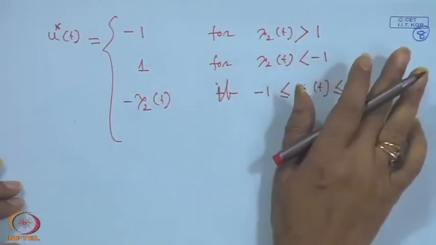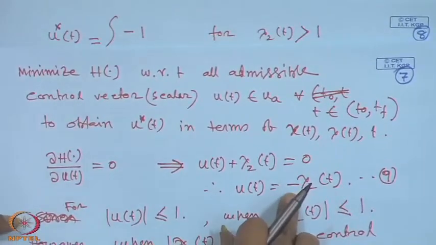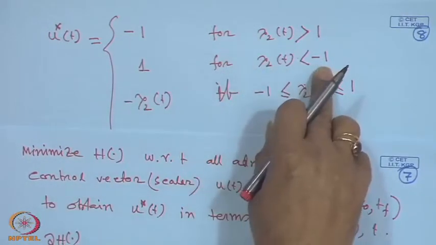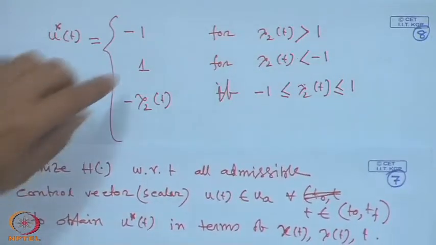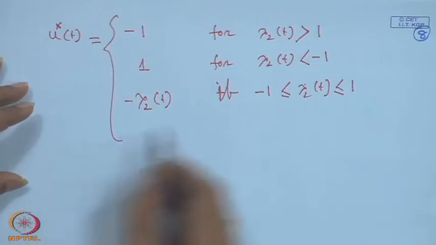So we will apply the control sequence this way. If the mod of lambda 2 is less than or equal to 1, we will apply whatever lambda 2 is, the same thing there. Agree? Now, if it is greater than 1, we will switch to minus 1, so that u of t is minus 1. When it is less than minus 1, then we will switch to plus 1. Agree? So, this is the controller.